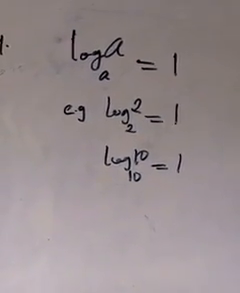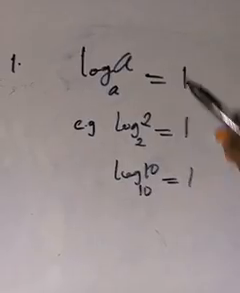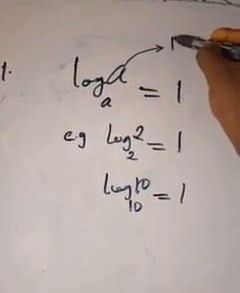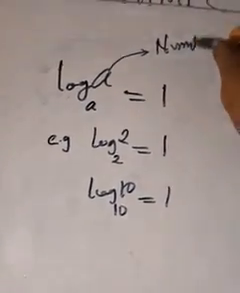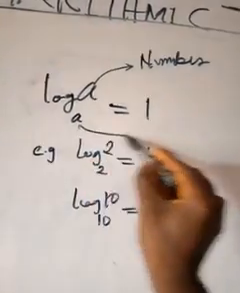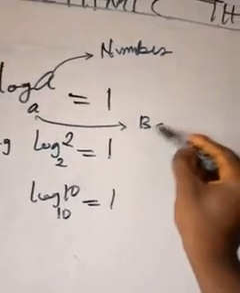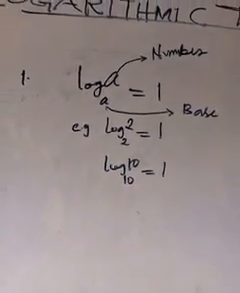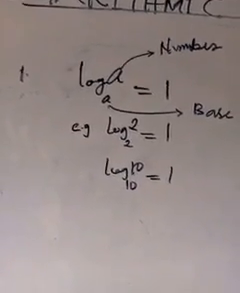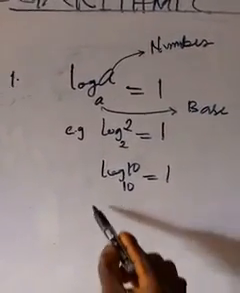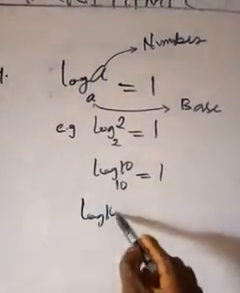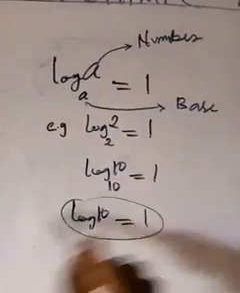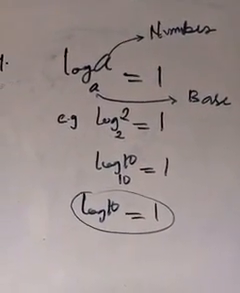So, unlike indices, if you look at logarithm here, whatever we have here is the one functioning as a number. This is a number, while what we have here is what we call the base. So logarithm of a number to the same base is going to give us 1. For example, log 10 base 10 is going to give us 1, because this is what we call the natural base. What we have here is 10, a natural base.